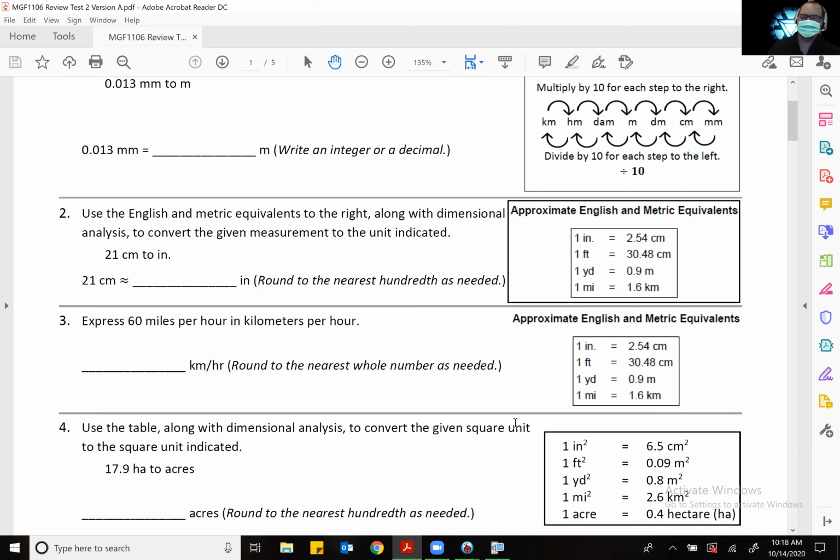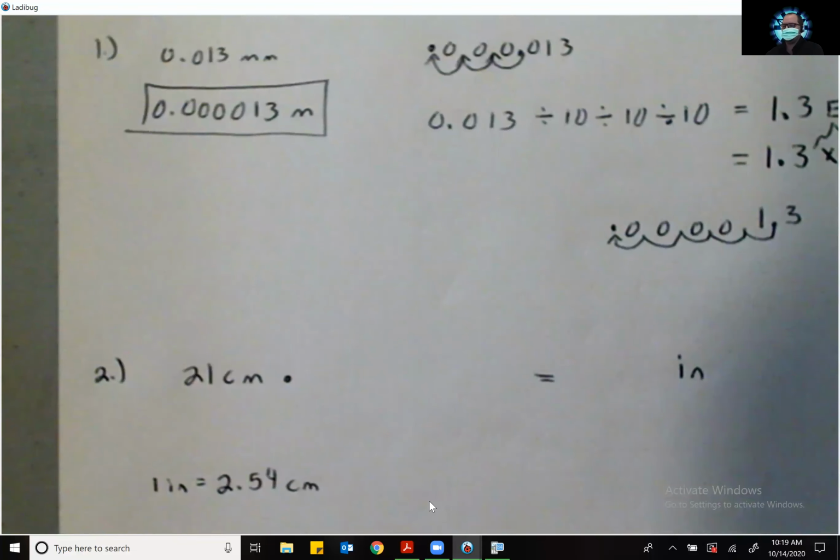And also, again, just like in chapter 9, can't stress this enough, make sure that you read the fine print because this says round to the nearest hundredth. The first one said write it as an integer or a decimal. So make sure that you're always reading that fine print there. So as we jump over here, here is that conversion we talked about.